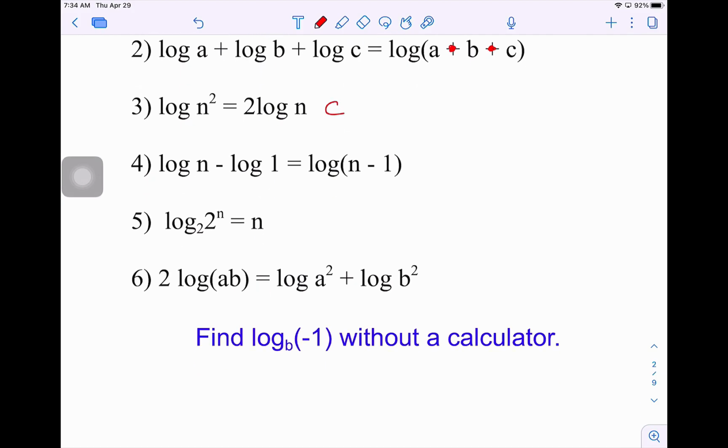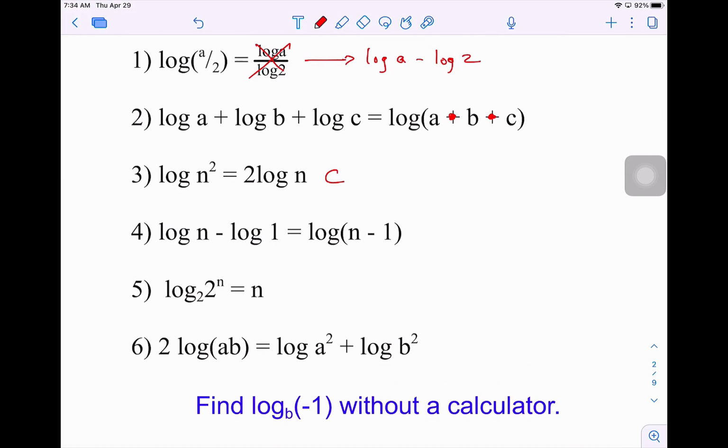How about number 4? Correct or wrong on this one? Wrong. Okay. Why? Because since they're subtracting, you're supposed to divide. Yep. Exactly. This is basically the exact opposite of number 1. In number 1, we had division and we expanded it to subtraction. In number 4, we've got subtraction and therefore we're condensing it to division. So this one's more of a condensed type of problem. What you should have instead is the log of n over 1, or just the log of n. So that becomes division.